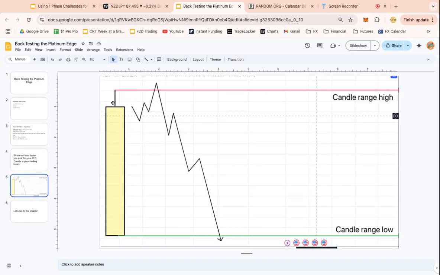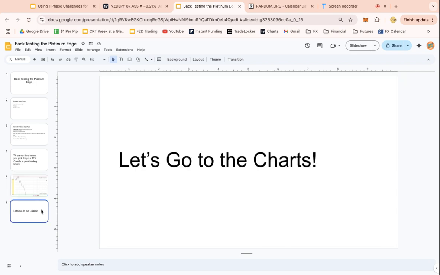Okay, so your ATR candle is going to be first for this channel. If it's a yellow candle, it's going to be a short bias. You're looking for price to poke above the candle range high, and then your take profit is going to be the candle range low. This has to happen between your trading hours, and for this backtesting, it's going to be between 5 a.m. to 9 a.m. Pardon me, just had to get a drink. Okay, so let's not waste time and let's go to the chart.